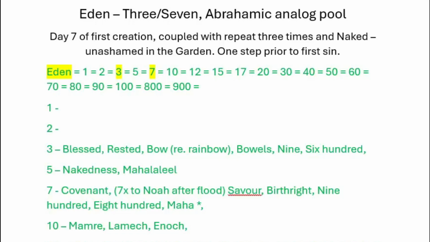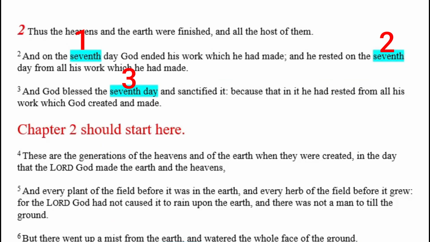I call it the Eden 3-7 Abrahamic analog pool. You'll see why. This is going to get huge, but it's so hard to see. We've got day 7 of the first creation story coupled with repeat 3 times, where it said, we'll look at that. And here is where the pattern starts.